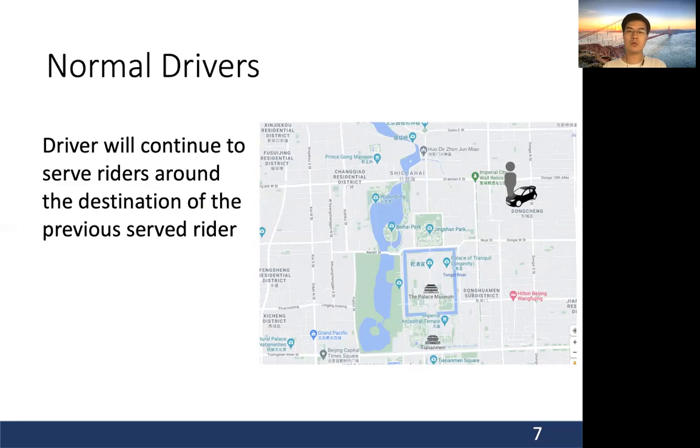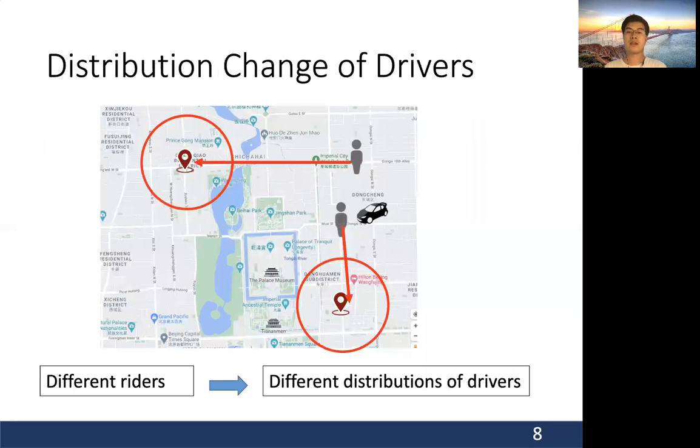Let's have a look at the normal working habit of drivers. Usually, after delivering the current rider to the destination, the driver will continue to find other riders to serve around the destination. Thus, selecting different riders to serve will lead the distribution of drivers to change differently.